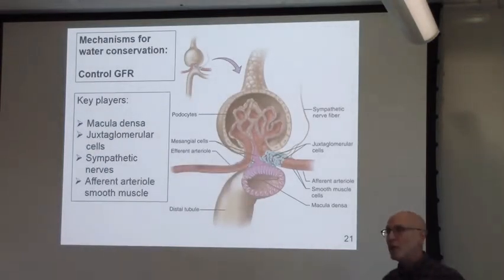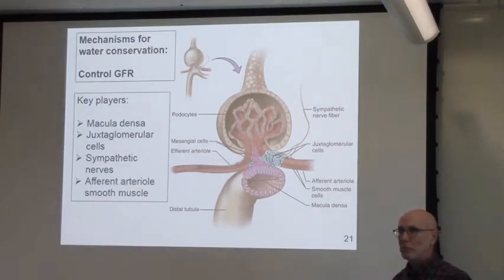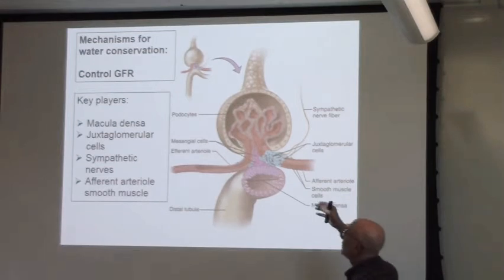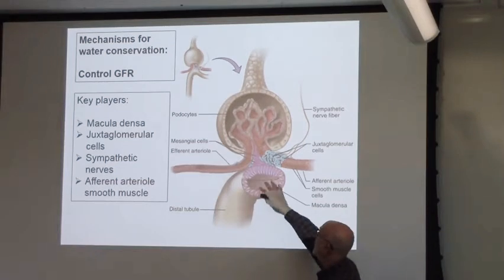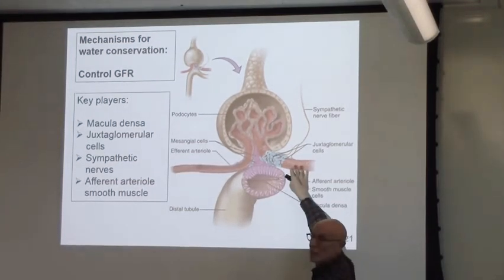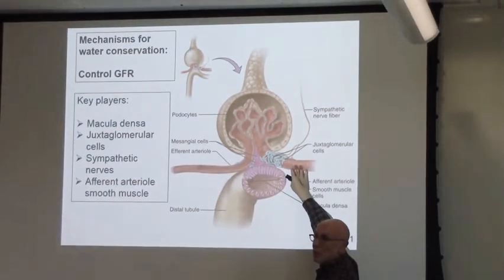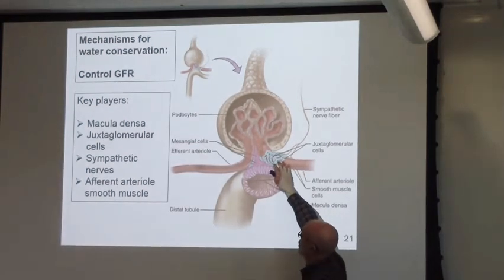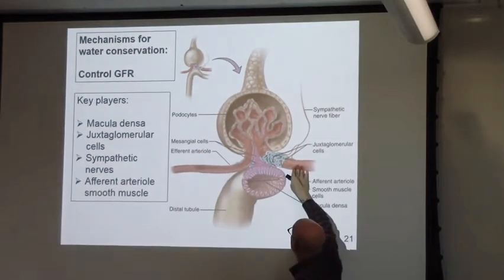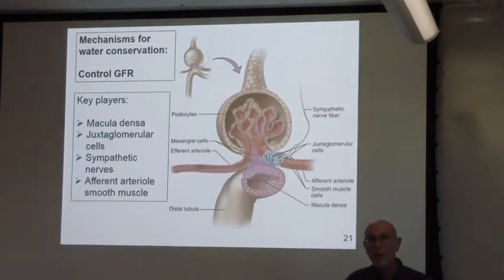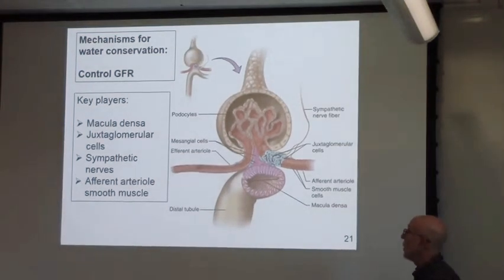Okay, so now let's talk about control. Some of this is review, and some of this is not review. So remember, we can control GFR. We talked about this. The macula densa, the smooth muscles in the afferent arteriole, the juxtaglomerular cells, and the sympathetic nerves that innervate both the smooth muscle and the juxtaglomerular cells, they all participate in the control of GFR, control of glomerular filtration.